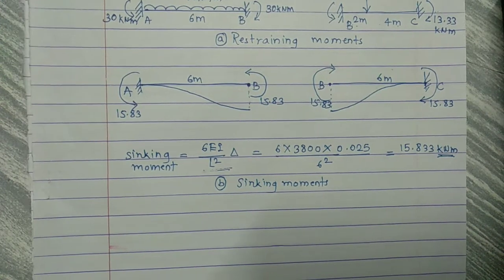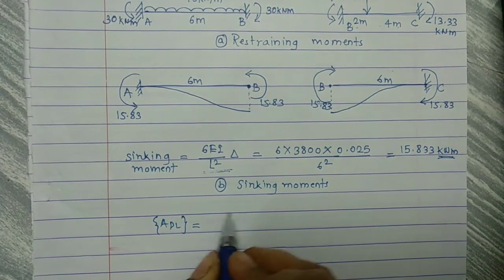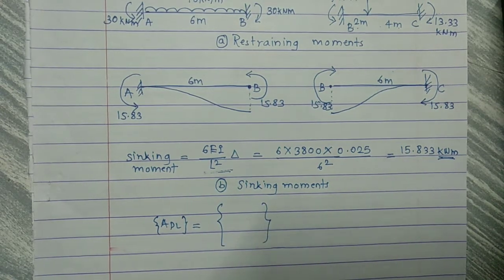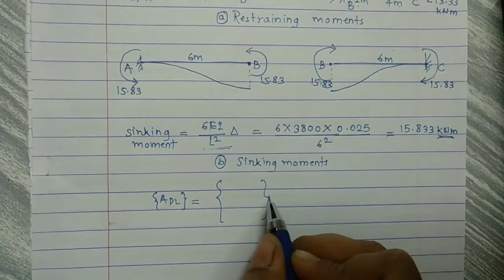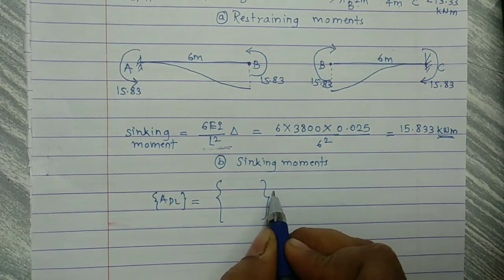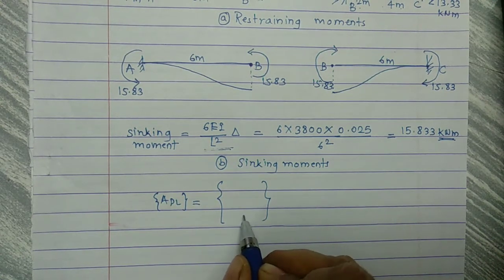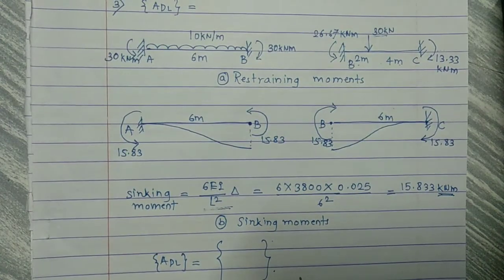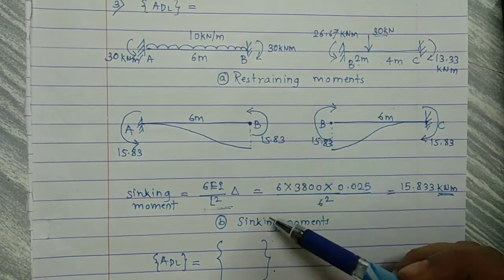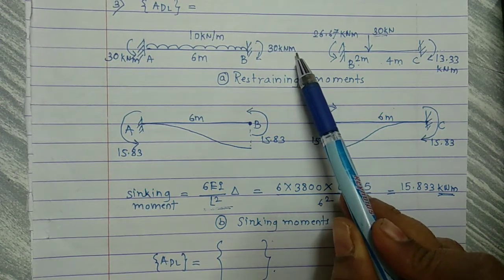We will write the ADL matrix. So in the ADL matrix, again there will be two elements here, the elements corresponding to the unknown displacements. So the very first element corresponds to theta B, that is the moment at support B, and the second is the moment at support C. Action corresponding to theta B, action corresponding to theta C. Okay. So here from both figures A and B, you have to take the moment at point B.